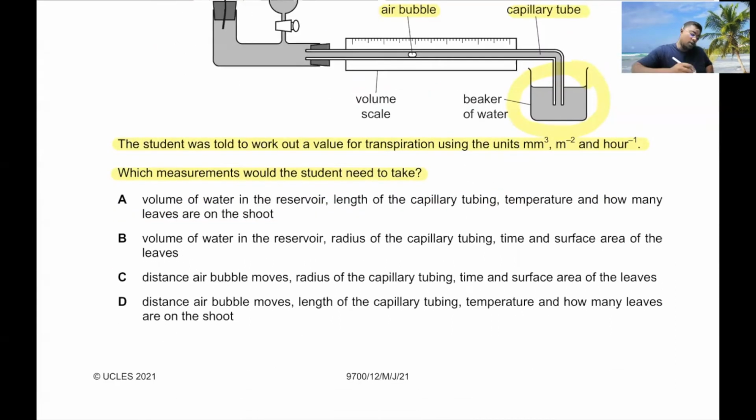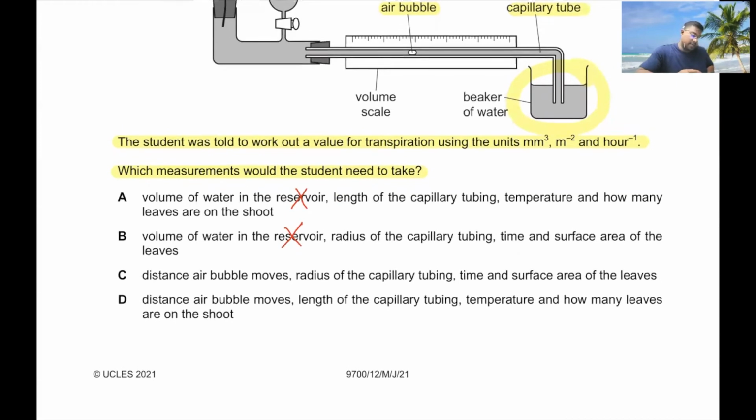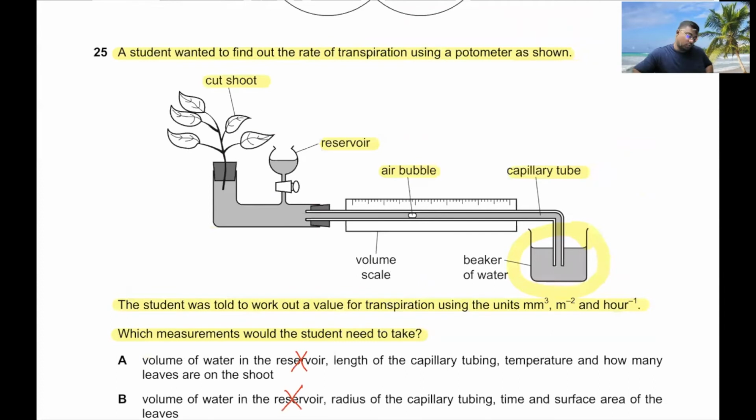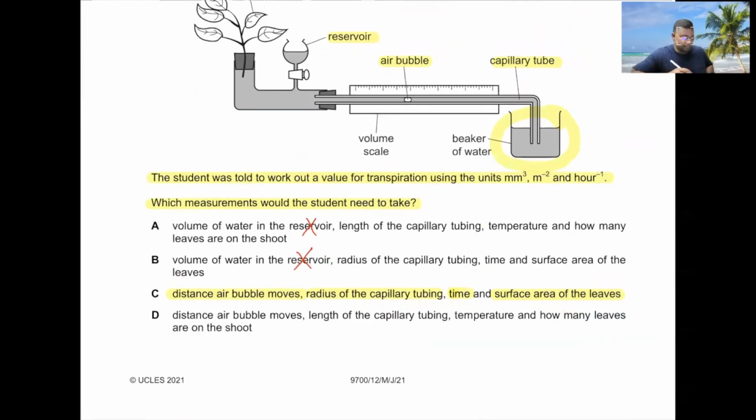The volume of water in the reservoir. It's not important what volume of water is in the reservoir, so this is a totally wrong statement. Let's move on. Distance the air bubble moves. Yes, we need that. The radius of the capillary tubing. Yes, we also need that. We need the time because we need per hour. And the surface area of the leaves. We need all of this information. So for question number 25, option C.